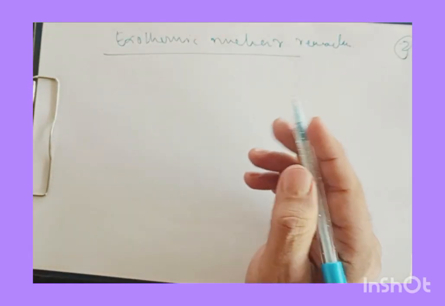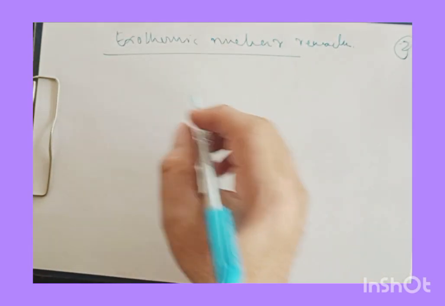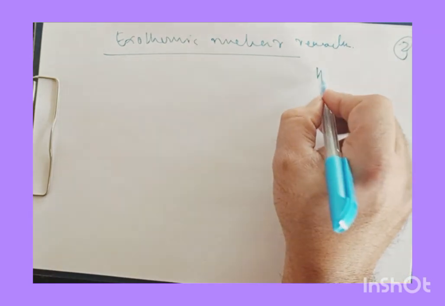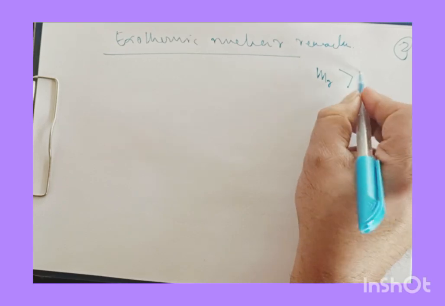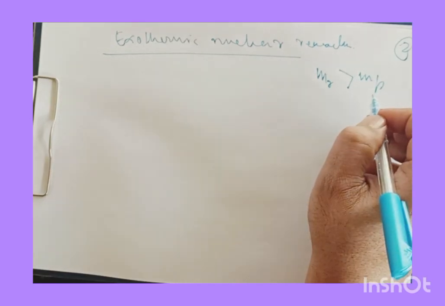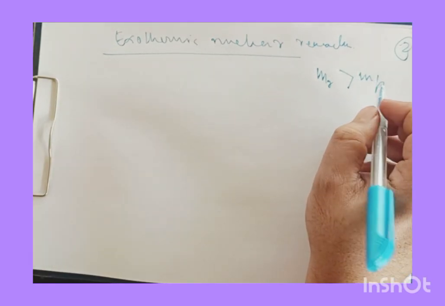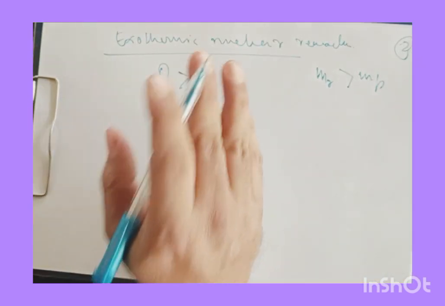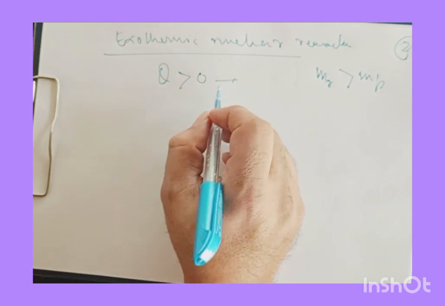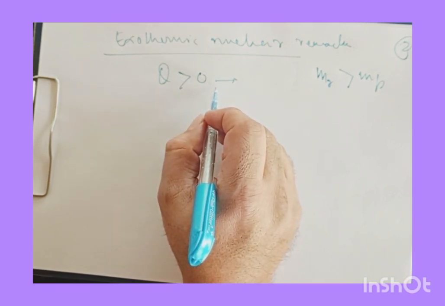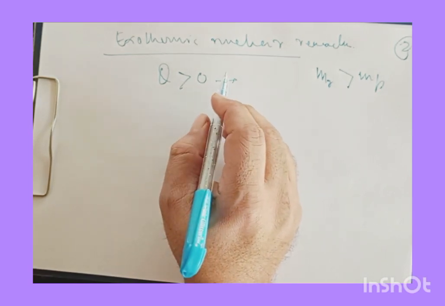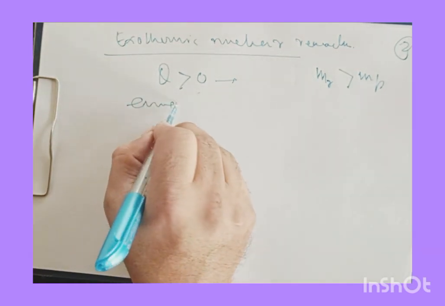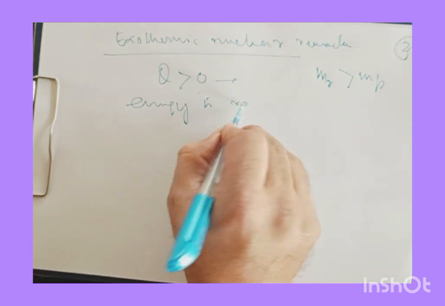And in this case, it's now obvious. If the mass of the reactants of the nuclear reaction is greater than the mass of the products of the nuclear reaction, then certainly this Q is going to be greater than 0. So Q is going to be positive. Such kinds of nuclear reactions are called exothermic reactions. So during an exothermic reaction, what happens? Energy is released.